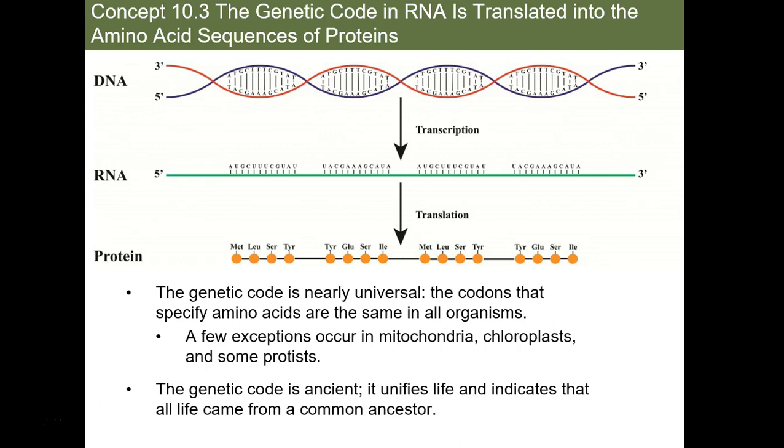The genetic code is said to be nearly universal. The codons that specify amino acids are the same in most organisms, with exceptions that occur in mitochondria, chloroplasts, some protists. The genetic code is fairly old in that it unifies life and indicates that all life came from a common ancestor.